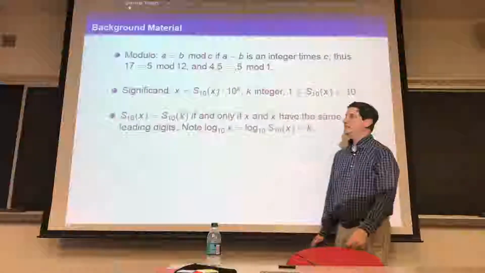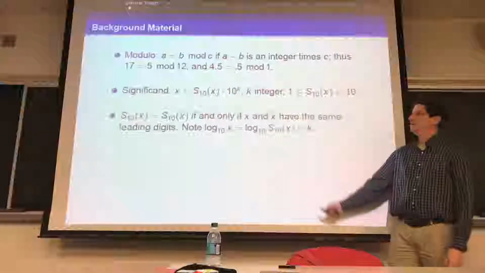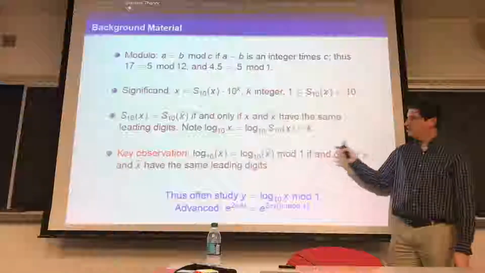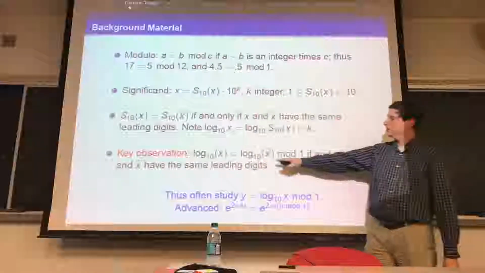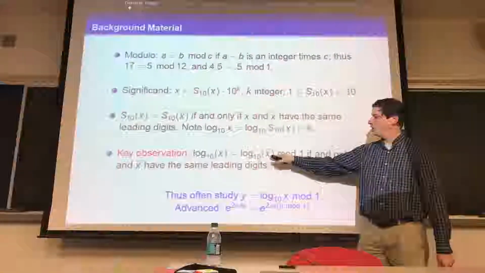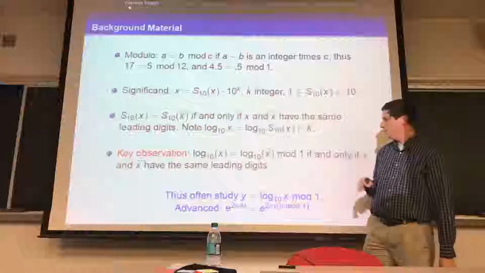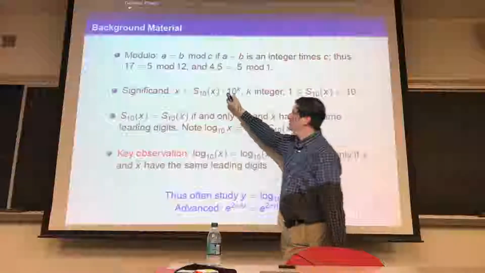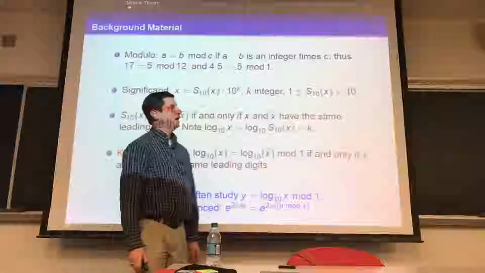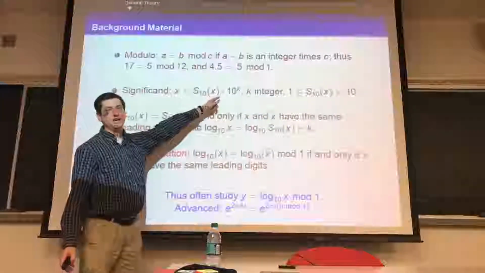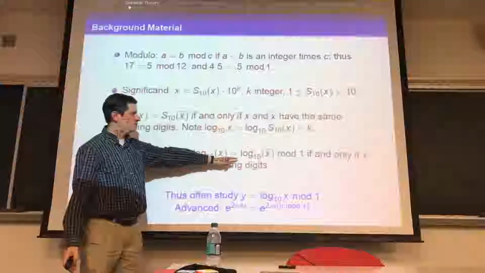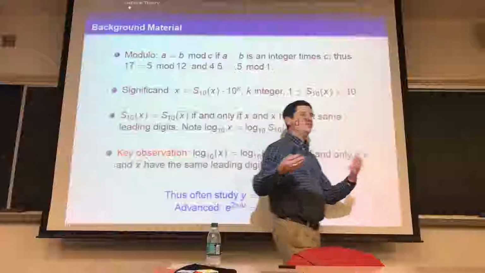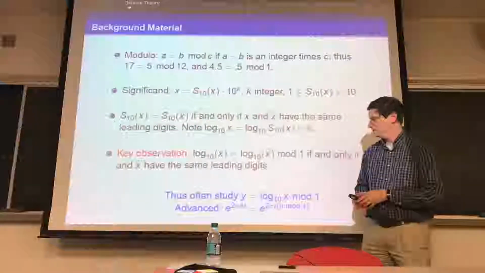So if I want to understand leading digits, it's enough to understand the significand, because that's just getting rid of those paddings of zeros. And the key observation is the log of x base 10 is equal to the log of x tilde base 10 mod 1, if and only if they have the same leading digits. Because if they differ, they'll differ by 10 to the k. And when you take the log of 10 to the k base 10, that's just k. And since we're looking at things mod 1, that k is going to disappear. And this gives you an idea of why Fourier analysis is going to be useful.